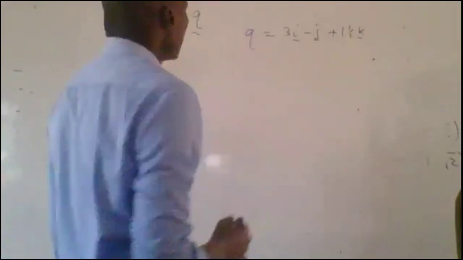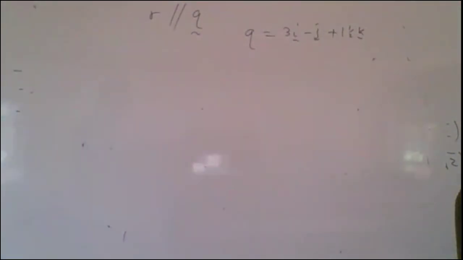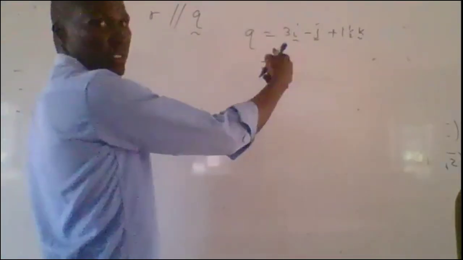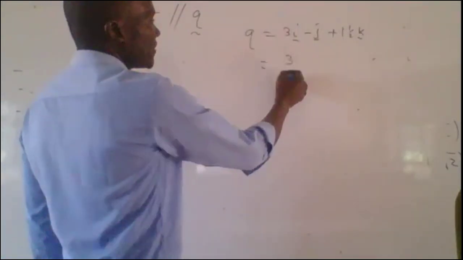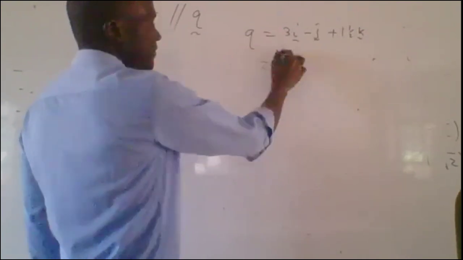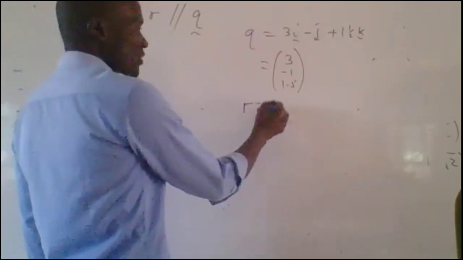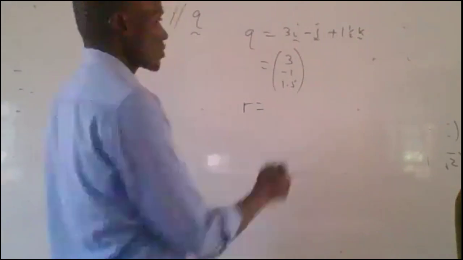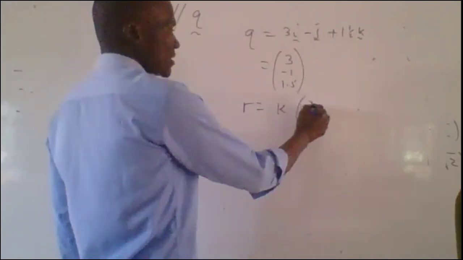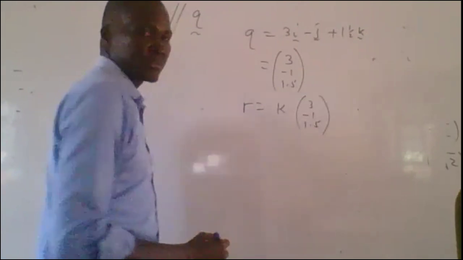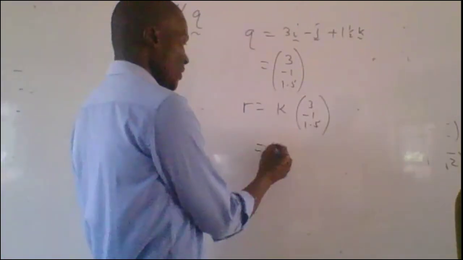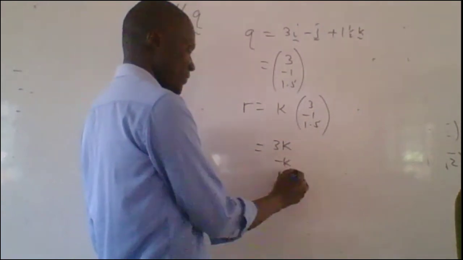So you want to get R, right? Two vectors can only be parallel if one is a scalar multiple of the other. So Q can be given as 3, negative 1, 1.5. Because they are parallel, R is this one times a constant. So we can say a constant k times 3, negative 1, 1.5, which will be 3k, negative k, 1.5k.